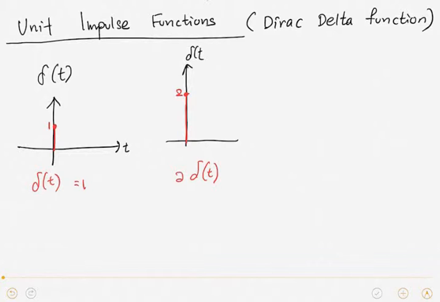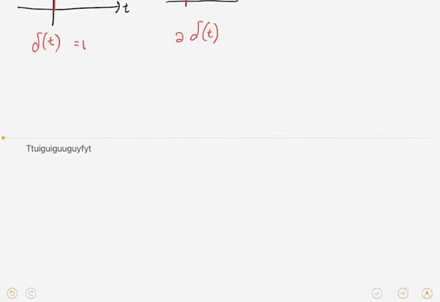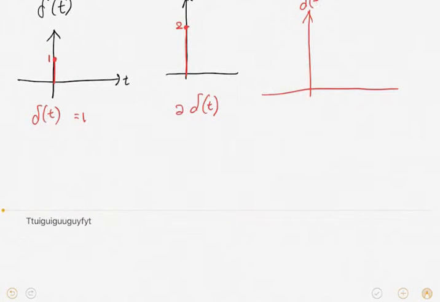What if there is a shifting of the unit impulse? What is the shifting of the impulse response? For example, this is delta t, and let's say you have a here. This is a equal to 1. So what is this? This is actually a shifting of the impulse response.